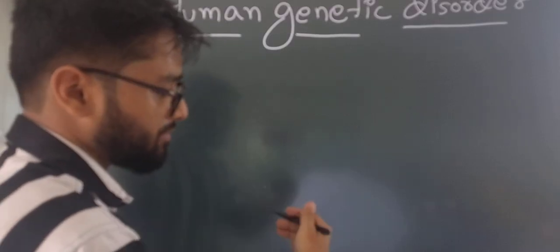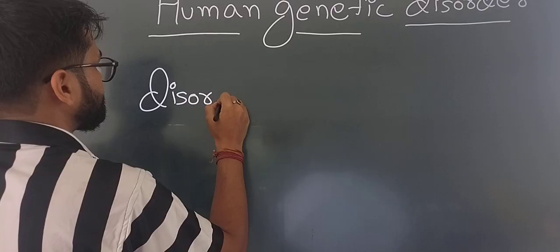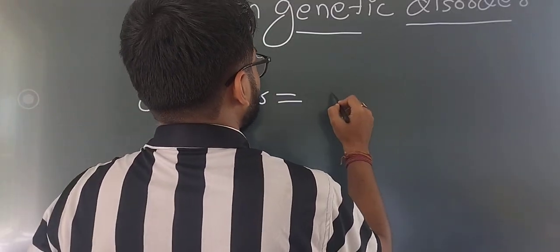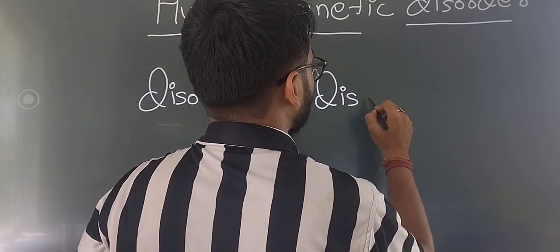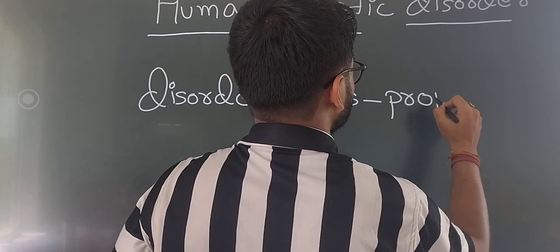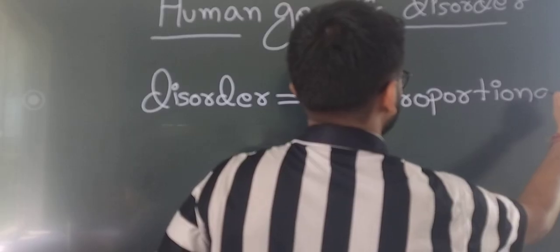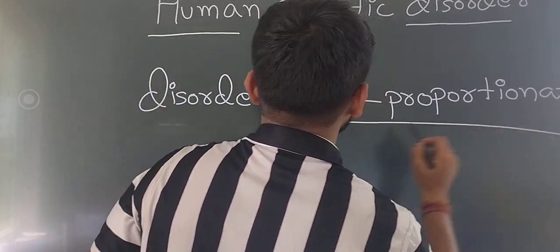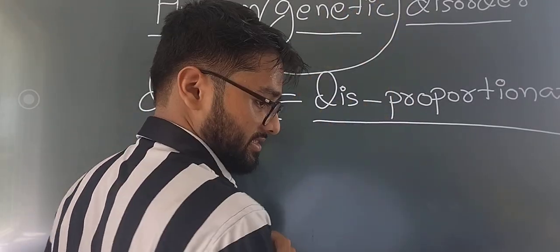So by the name itself, let me break it down for you so that it will be easier to understand. Disorder simply means disarrangement, or disproportion. Not arrangement per se but proportion definitely. Disproportion, or something disproportionate. So what is this disproportionate something? That is related to your genetics.